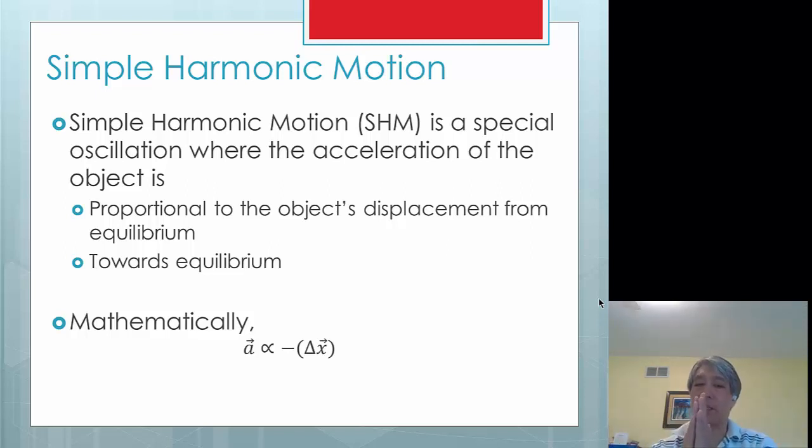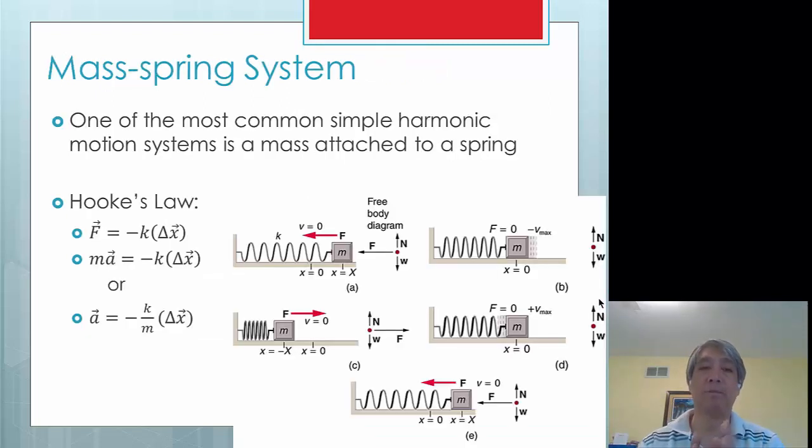And the minus basically says if I displace it to the right, my acceleration is to the left. If I displace it in the downward direction, my acceleration is upwards. And so that's what the minus sign indicates. It's that the acceleration is in the complete opposite direction to the displacement.